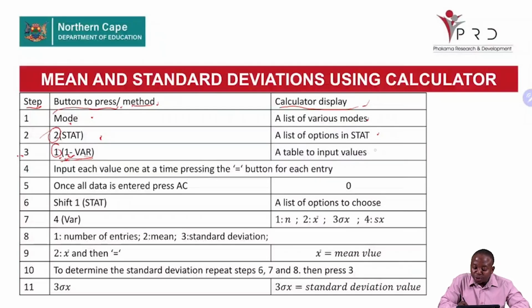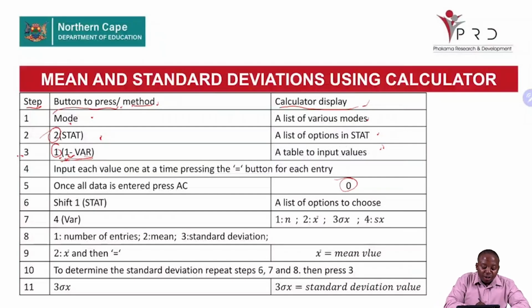You'll see the list of a table to input values. Then you input each value. After each one, one after the other, you press the equal sign. 3 equal, 4 equal. We proceed in that sense. Number 5, once all the data is entered, you press AC. When you press AC, you will see the calculator shows 0.